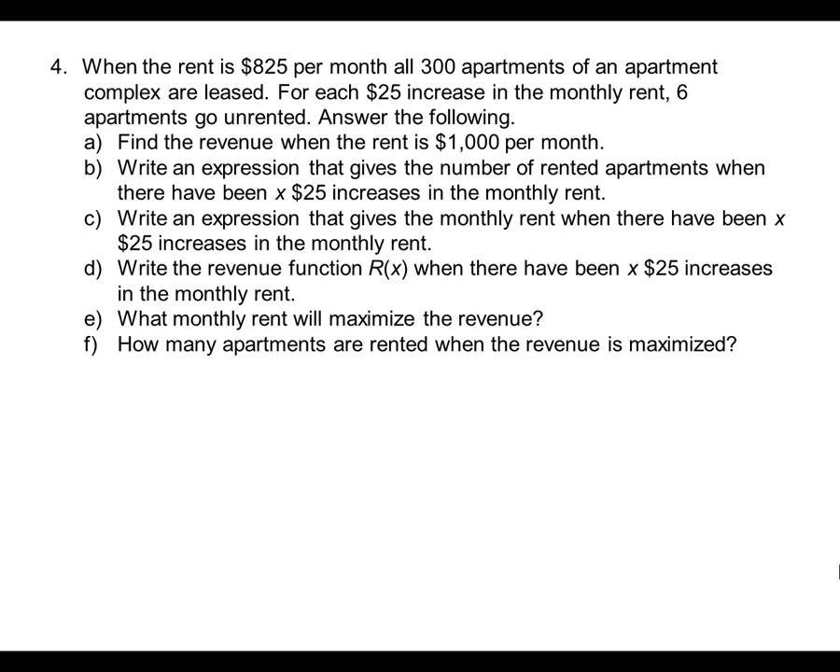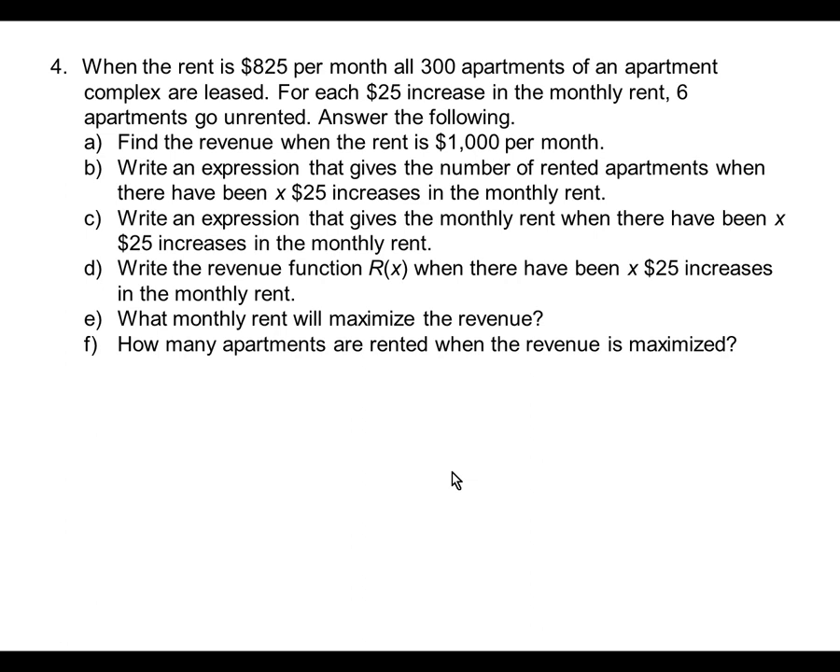Number 4 says, when the rent is $825 per month, all 300 apartments in an apartment complex are leased. It's kind of like all the apartments are the same. Now it says for each $25 increase in the monthly rent, 6 apartments go unrented. So it's kind of like they're pricing themselves to have a bunch of empty apartments. It says answer the following. Part A, find the revenue when the rent is $1,000 per month.